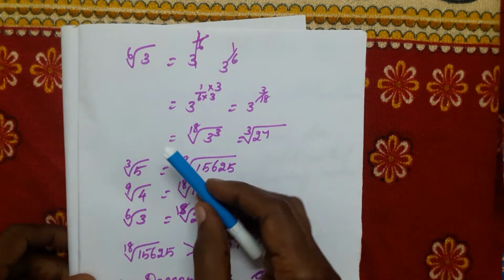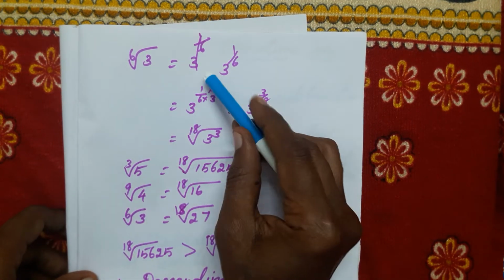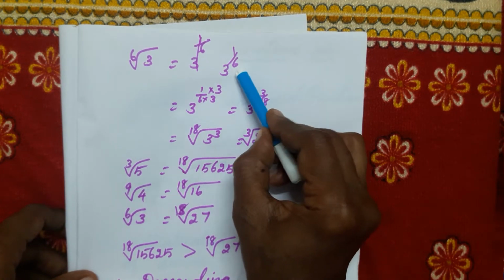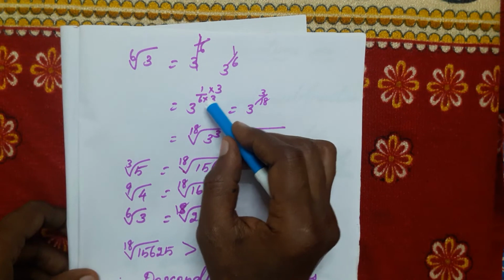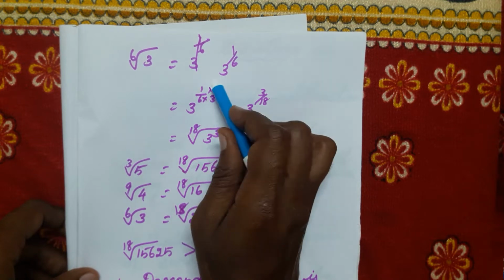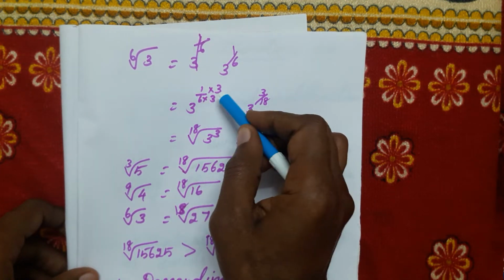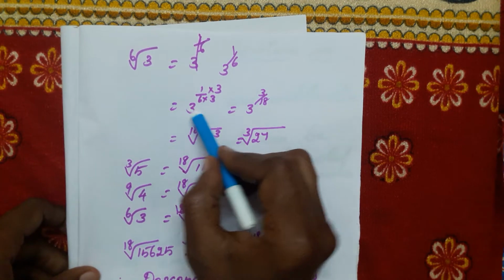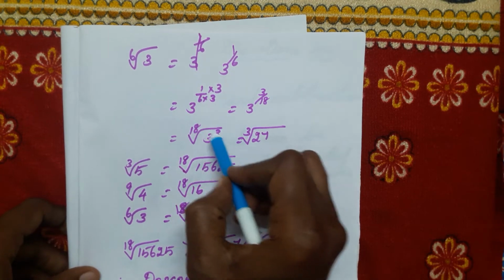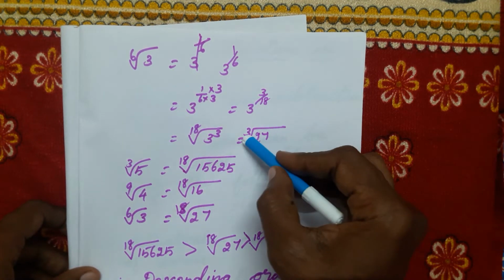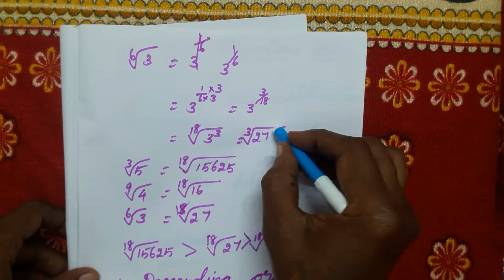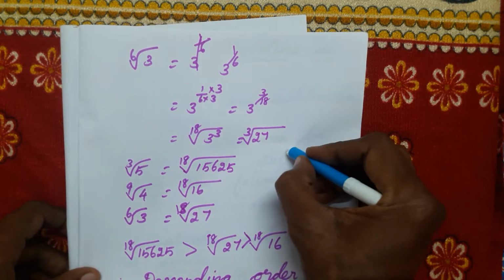Next, third number, 6th root of 3. 6th root of 3 we can write as 3 power 1 by 6. So 3 power 1 by 6, we have to convert this 6 into 18. So we have to multiply the numerator and denominator with 3 table. So we are getting 3 power 3 by 18. This we can write as 18th root of 3 cube. It's equal to 18th root of 27. 3 3s are 9, 9 3s are 27.